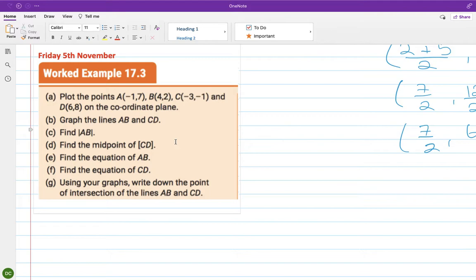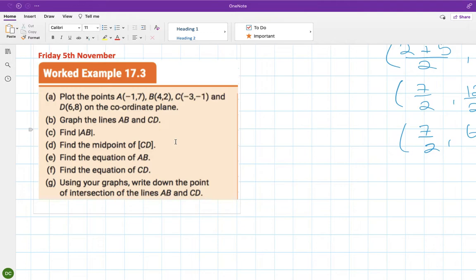So we're going to go through the homework from Friday. Okay. So I'm just going to change to boxes so I can plot this graph. Right, so plot the points -1, 7, 4, 2, -3, 1, and 6, 8 on a coordinate plane.